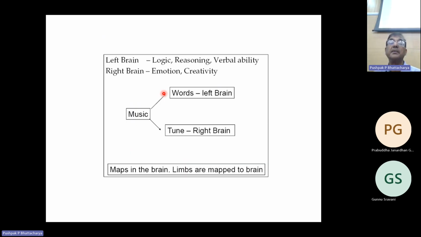So we also know about the left brain, right brain dichotomy. For right-handed people, the left brain deals with logic, reasoning, verbal ability. Right brain deals with emotion, creativity. Right brain is also intuitive and holistic. It likes the whole picture, not details, but a complete picture of the situation.